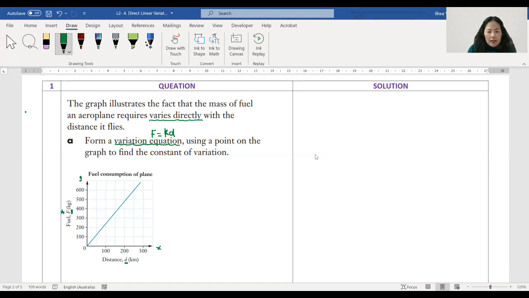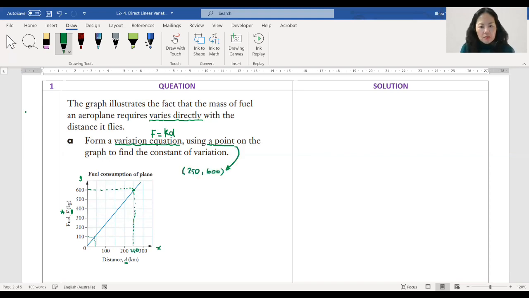Okay, and then it says using a point. I can just pick any point here, but I don't want to pick a point that's in between two integers, like a point with a decimal. So what I'm going to choose, that is a nice one. This one looks good. What else?